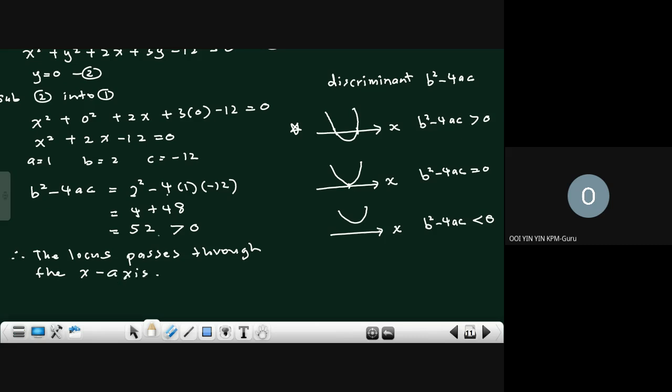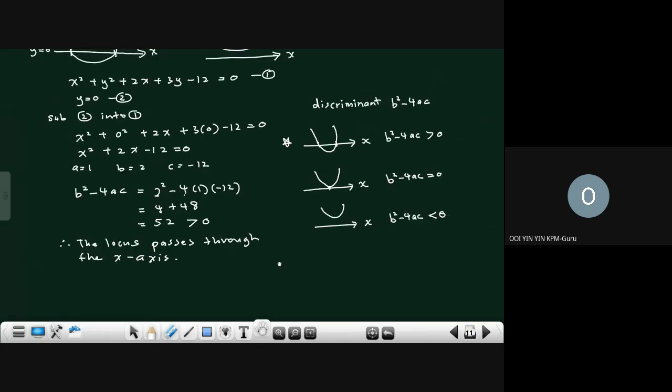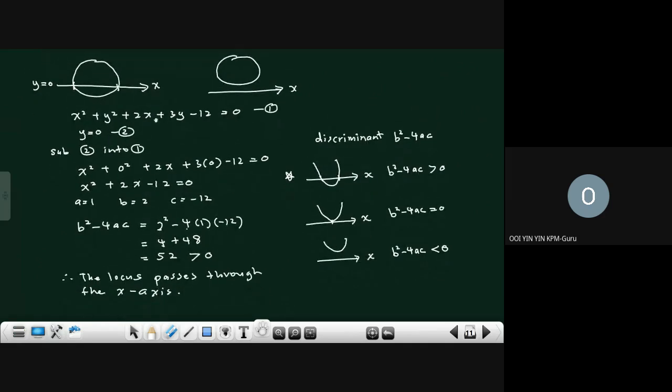How do we know so? Because we found the discriminant is greater than 0. So greater than 0, it will be this first case. Okay, it will pass through the x-axis. Okay, so yeah, this is the overall how you solve it. Okay.